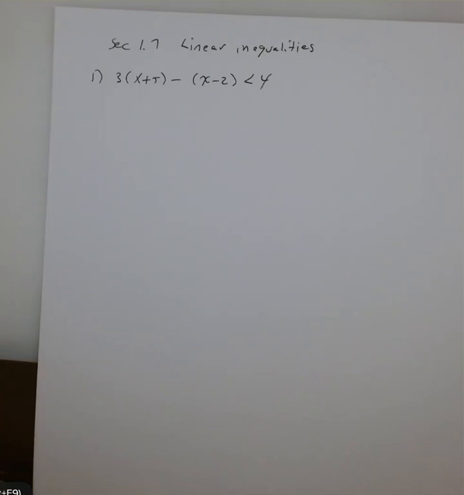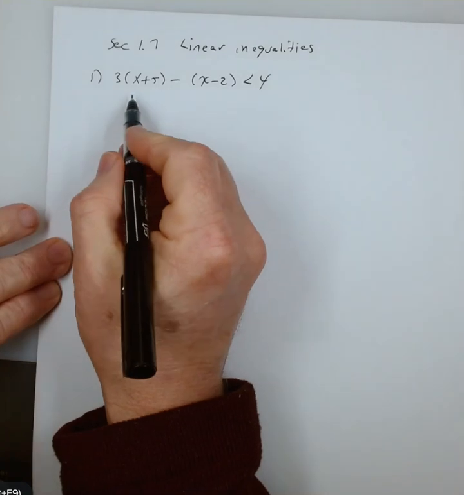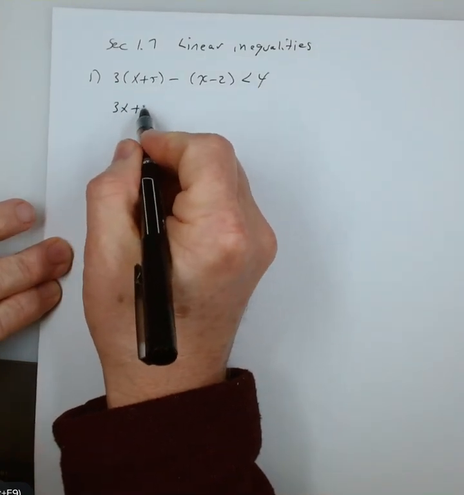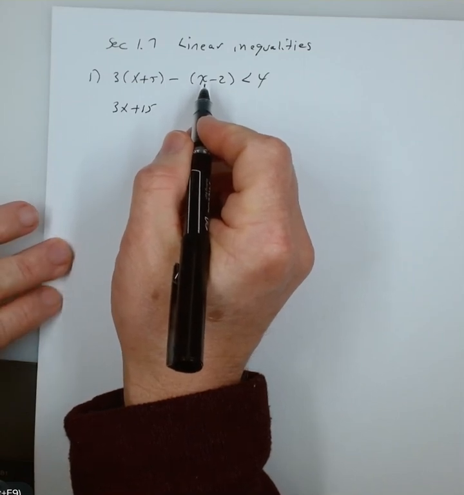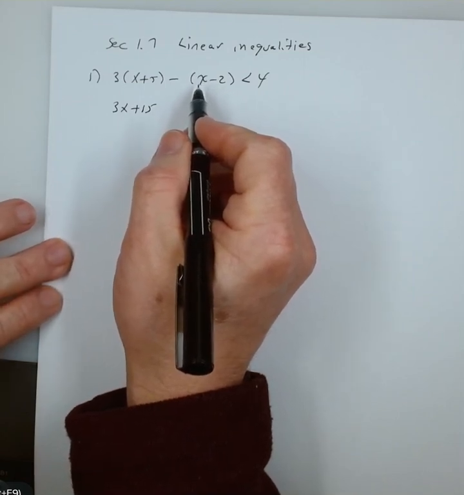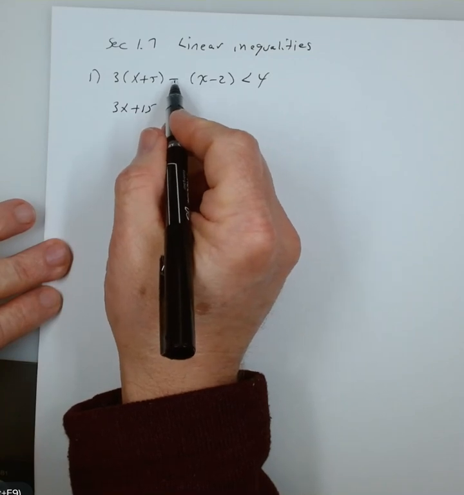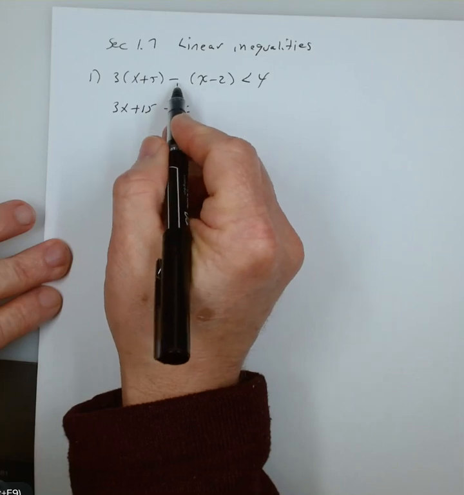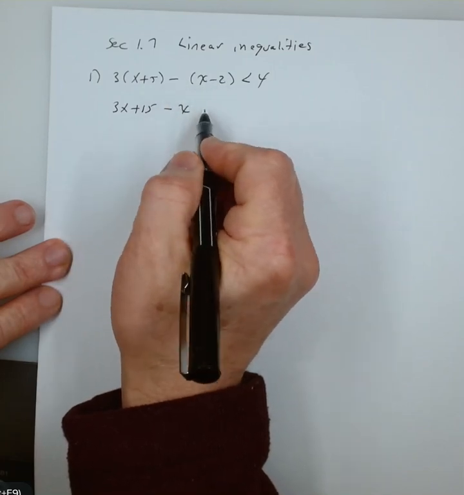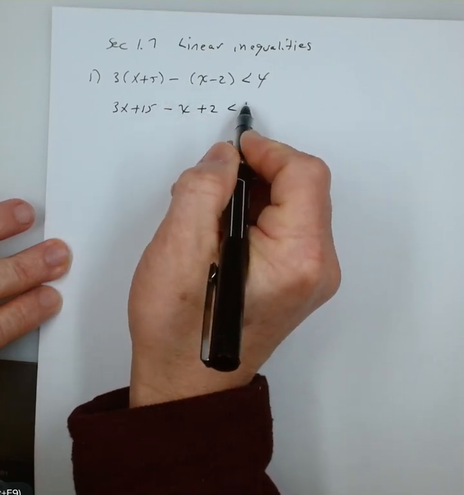Yes, sir. Okay. All right, so if this was a linear equation, what would be the first thing you would do? Distribute. So this becomes 3x plus 15. Now be careful with this one. In this case, I'm going to distribute the negative 1. So negative 1 times x is a negative x. The opposite of a negative 2 is a positive 2, and that's less than 4.